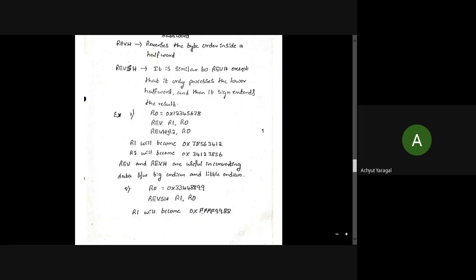Big endian and little endian is nothing but starting from 0 to 32-bit or 32-bit to 0. This is what is called big endian and little endian here. Okay, the third, that is the REVSH you consider here. Now in this example we have taken R0 equal to 0x33448899. Again, this is also a 32-bit word only. Now REVSH R1 comma R0, what will be the result in R1?